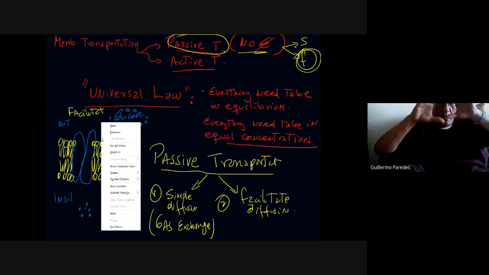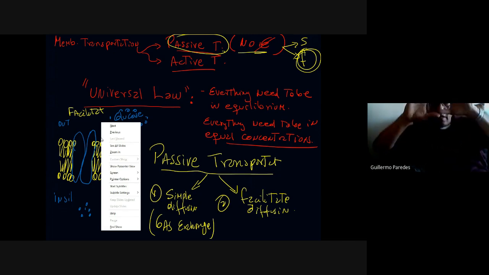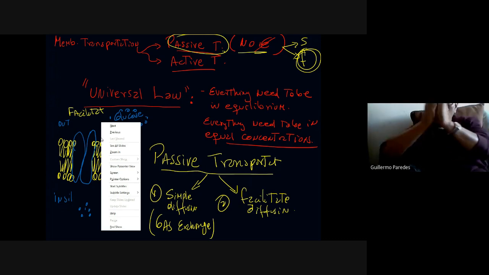Imagination, everybody. So here we have the cell membrane. In between the cell membrane, we have one protein and another protein like this. So the proteins are immersed in the cell membrane. Are we okay with that? Okay. So this is outside and this is inside.